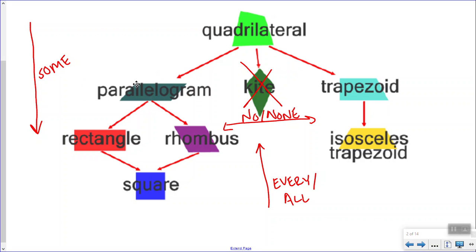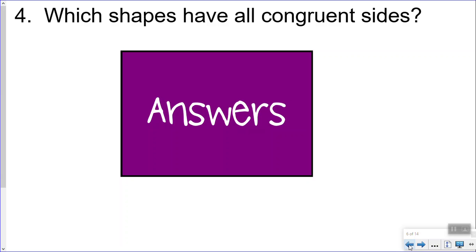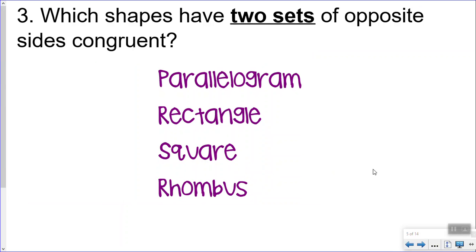In a parallelogram, the opposite sides are congruent or equal. So we have 1 pair left and right, and then another pair top and bottom. So everything in the parallelogram family, parallelogram, rectangle, rhombus, and square, have 2 pairs of parallel congruent sides. So we're going to get back here. And we say again opposite meaning across, congruent meaning equal, and that's these 4 shapes.